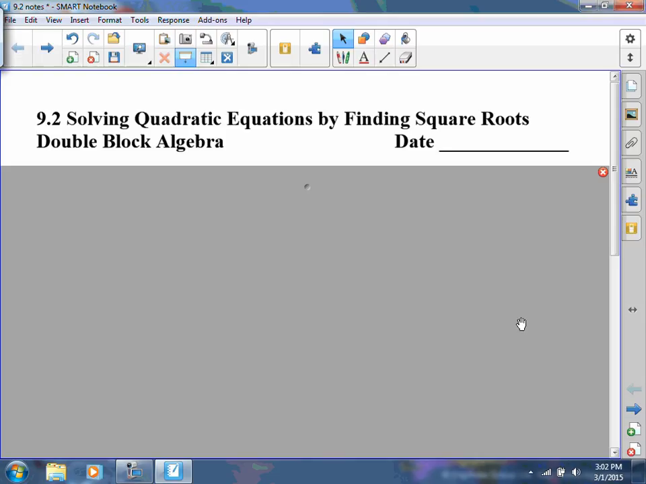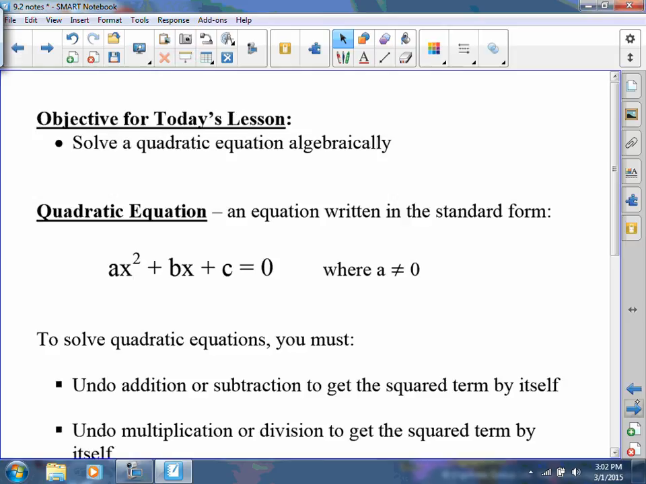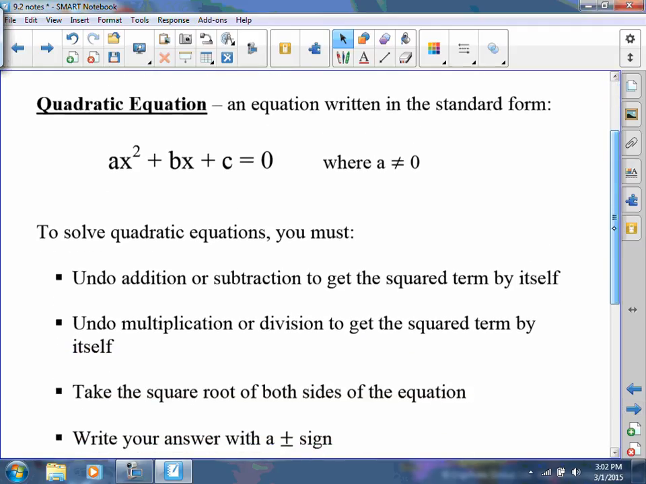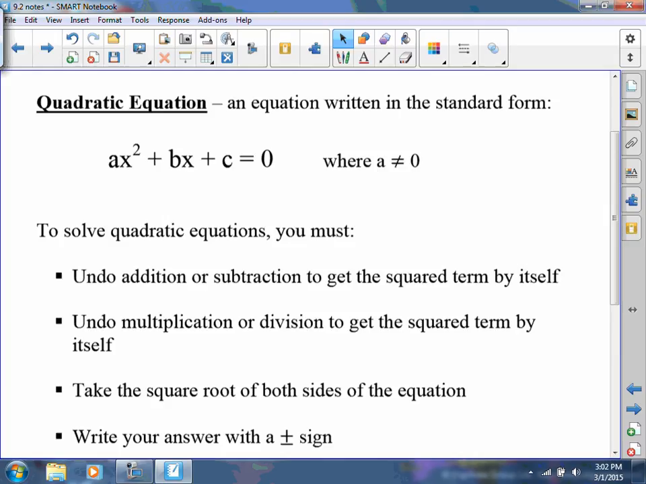These are the notes for section 9.2, entitled Solving Quadratic Equations by Finding Square Roots. What we're going to do today is solve a quadratic equation algebraically. Now remember, a quadratic equation is where we have ax squared plus bx plus c equals 0. We've seen it set equal to y, where we graphed a parabola. Now it's just going to be set equal to 0, so we're going to have to solve it for x.